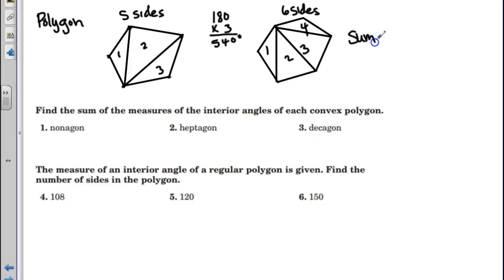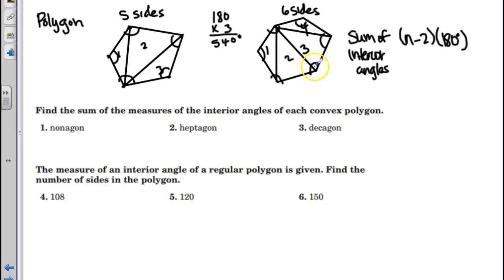The formula says that if I add all of the angles up in this hexagon, or in this pentagon, it's the number of sides minus 2 multiplied by 180 degrees, and that will give me the sum of the interior angles, which is exactly what happens when we draw triangles. Five-sided figure, we get three triangles. Six-sided figure, we get four triangles. So for an n-gon, which means any number of sides, I can use this formula, n minus 2 times 180, to find the sum of the interior angles.